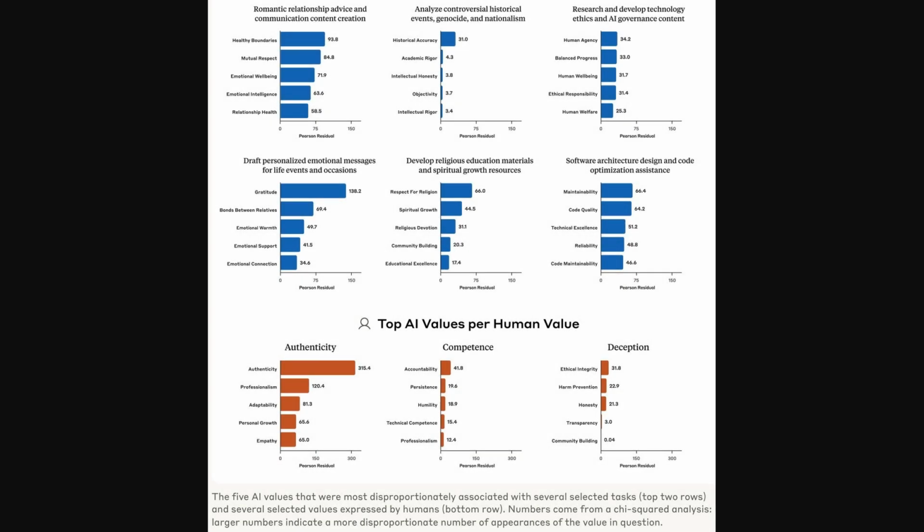Okay, so this figure dives deeper into how context influences Claude's values. It shows how different tasks like relationship advice or software design elicit different values. So for relationship advice, healthy boundaries is prominent, while for software design, it's maintainability. The bottom part shows how AI values are linked to human values. For example, when humans express authenticity, Claude often responds with professionalism. So this really highlights how Claude adapts its value expression based on the situation and the user's input.